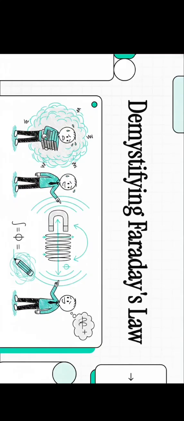Back to The Explainer. So today, we're tackling a concept that traditionally makes physics students literally break out in a cold sweat. We are going to demystify Faraday's law together, taking it all the way from frantic margin scribbles to complex integrals, just to see how intuitive it can actually be.